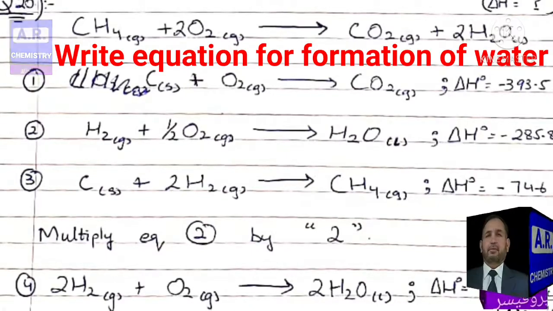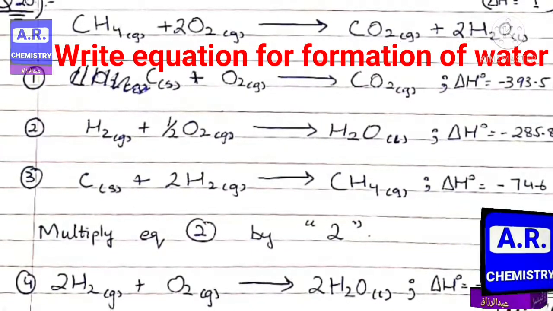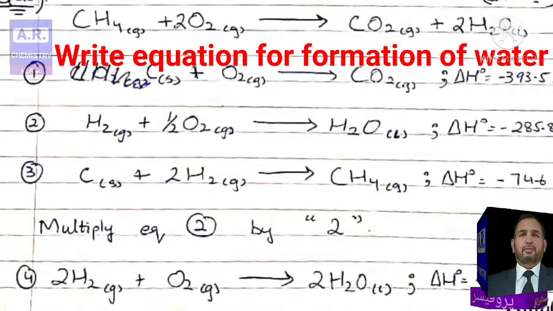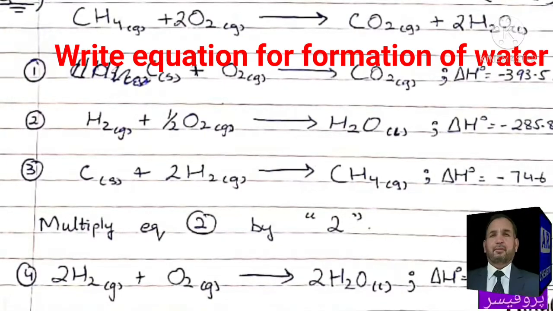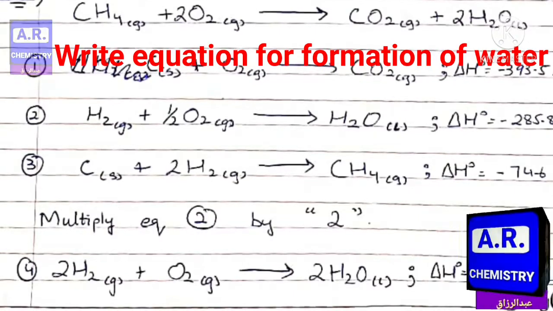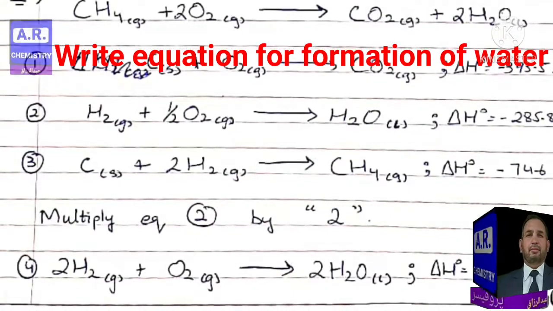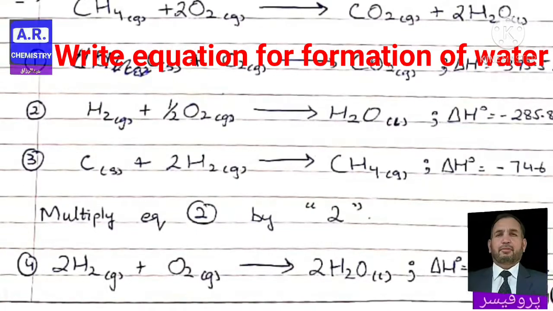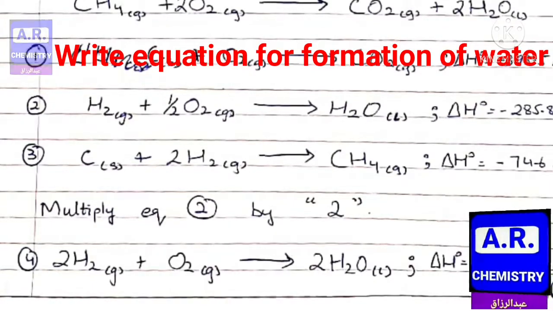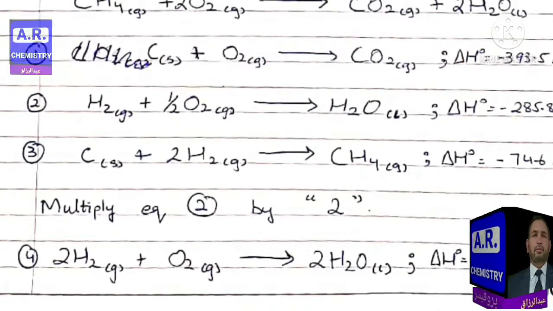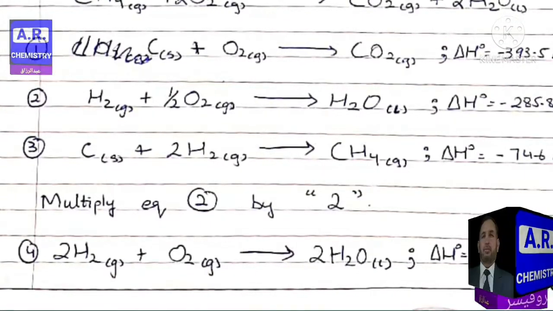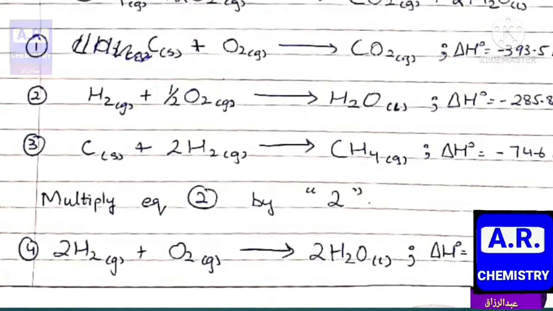The second equation is the formation of water, and water in the liquid state. So the second equation is H2 on the reactant side, 1/2 O2 also on the reactant side, then after the arrow H2O liquid. And you know that the enthalpy of formation of water is 285.85, and the process is exothermic, so negative signs are placed in both these equations for the formation of carbon dioxide gas and for the formation of H2O liquid as well.